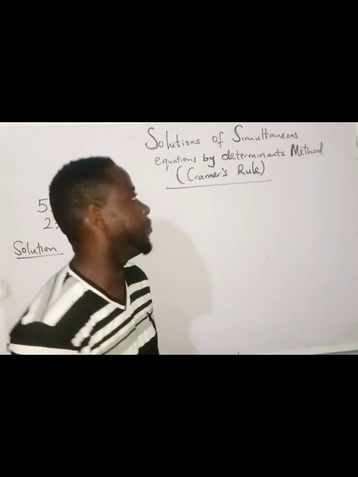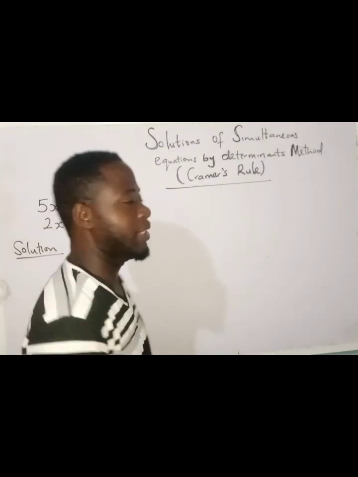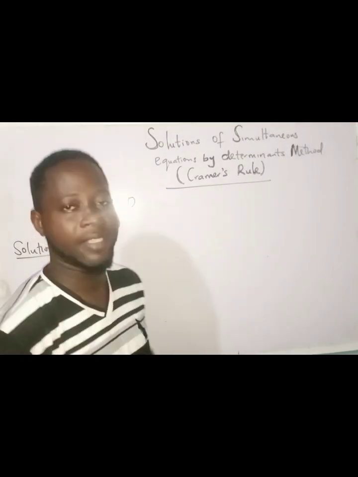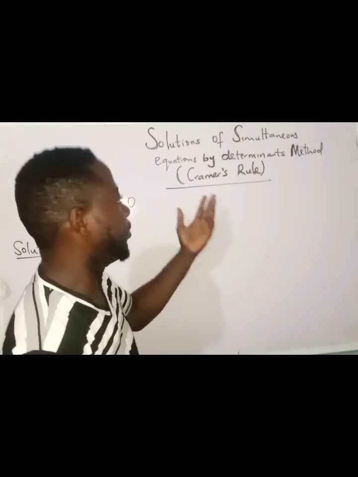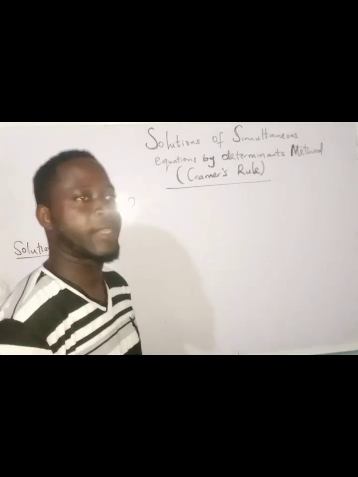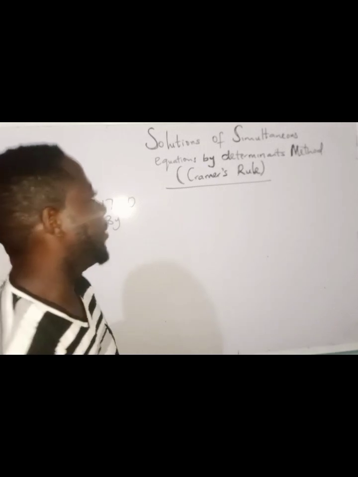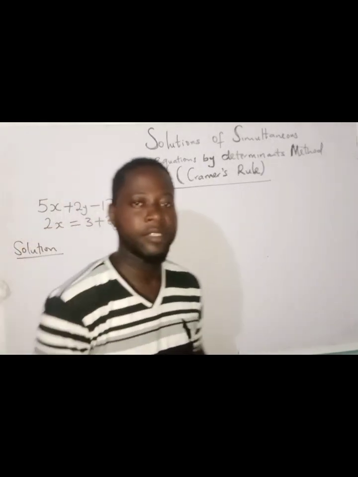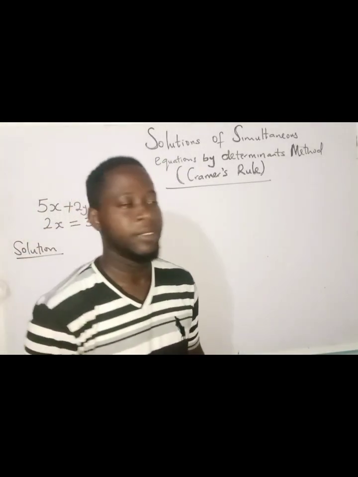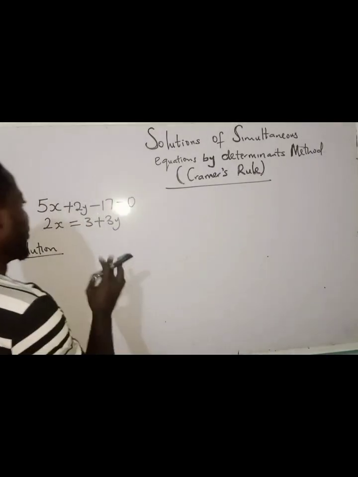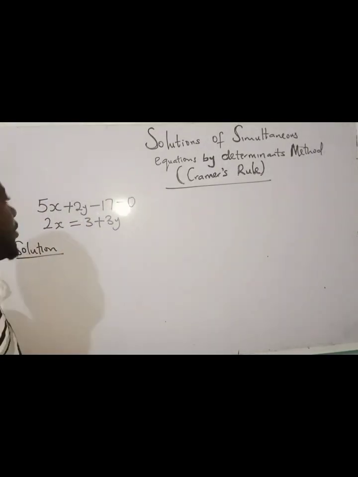In today's class, we shall be looking at solutions of simultaneous equations by the determinants method, which is also known as Cramer's rule. In our previous class, we talked about solutions of simultaneous equations using the matrix method. In this class, we are going to make use of Cramer's rule to solve this simultaneous equation.